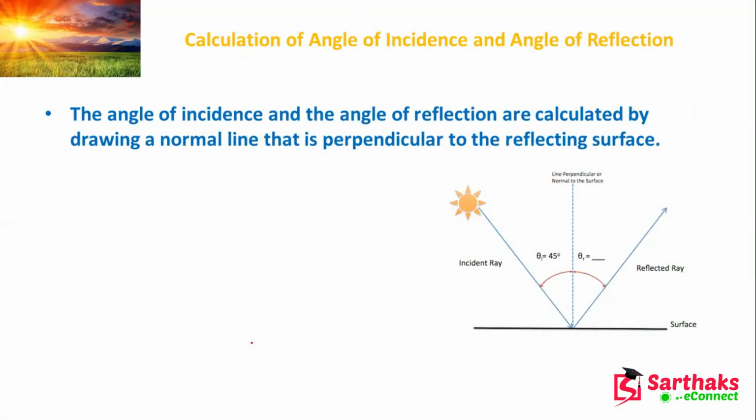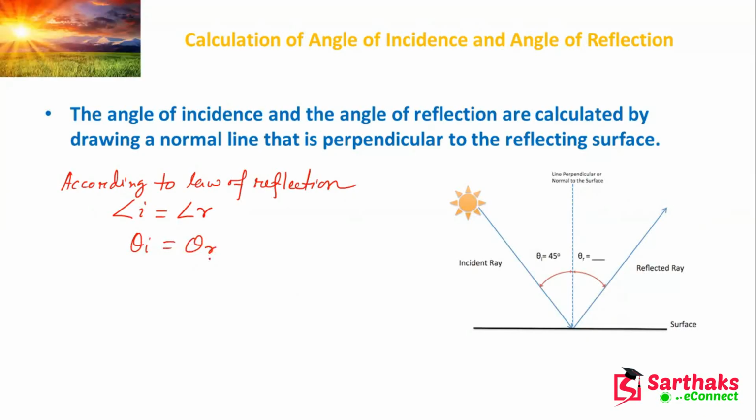Now, calculation of angle of incidence and angle of reflection. Here in this example it is 45 degree. According to the law of reflection, angle of incidence equals angle of reflection. So theta I equals theta R. That means if theta I equals 45 degree, theta R equals 45 degree. Clear?